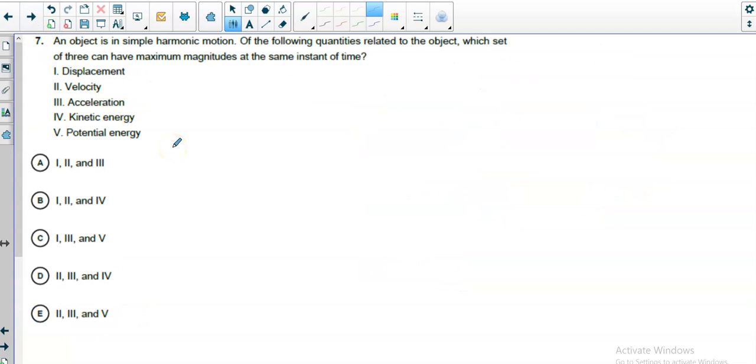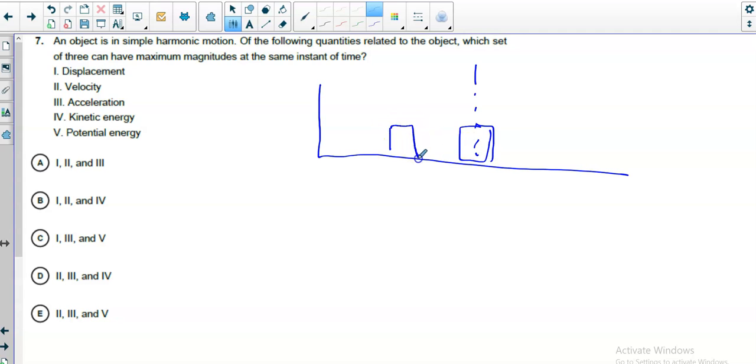An object is in simple harmonic motion. Of the following quantities related to the object, which set of three can have maximum magnitudes at the same instant of time? I think probably the best one to think about for me is a mass on a spring. So horizontally, here's your equilibrium position, here's the mass when it's in the middle, here it is completely compressed, and here it is completely stretched out, with this distance being the same as this one. That would be your amplitude.